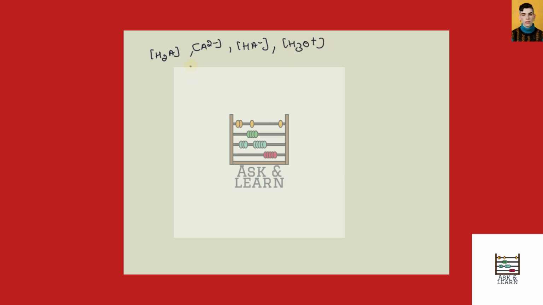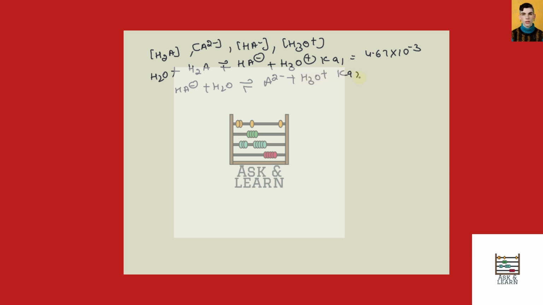Firstly, the dissociation equation: H2A will dissociate to form HA negative plus H3O positive in the presence of water. This is for Ka1, which equals 4.67 into 10 raised to power minus 3. Then HA negative in the presence of H2O will give A2 negative plus H3O positive. So Ka2 equals 9.55 into 10 raised to power minus 7.